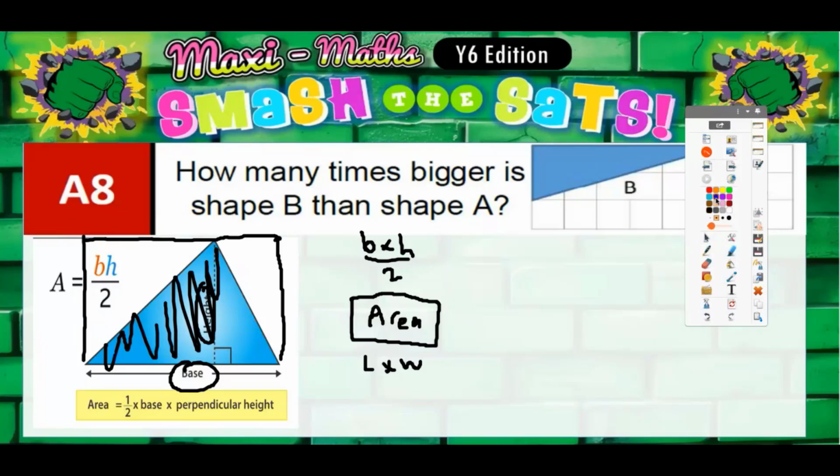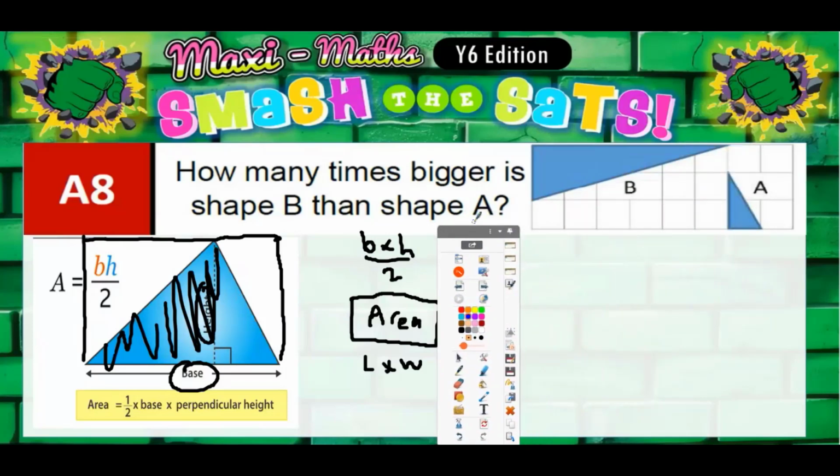So if we apply that rule to the two triangles we've got over here, triangle A and triangle B. So triangle B, the base is 1, 2, 3, 4, 5, 6 squares, and the height is 1, 2. So that would be 6 times 2 divided by 2. Well, 6 times 2 is 12, and 12 divided by 2 is 6. So that would have an area of 6. If these were in centimeters, that would be 6 centimeters squared.